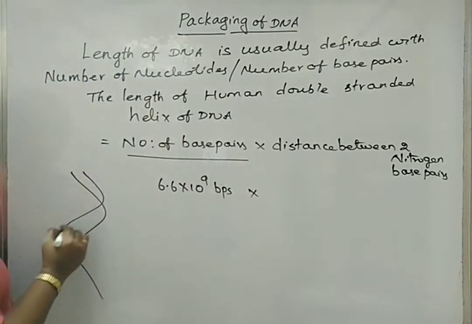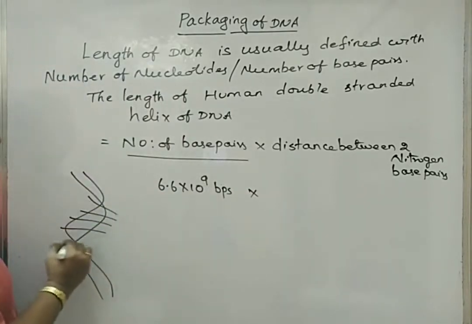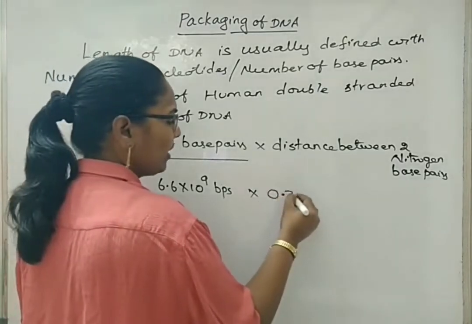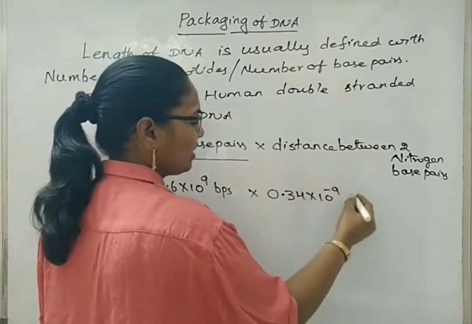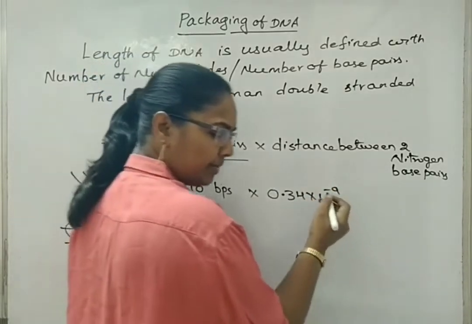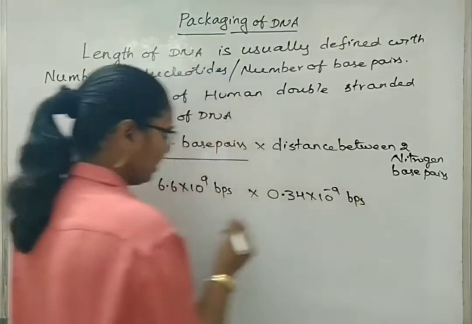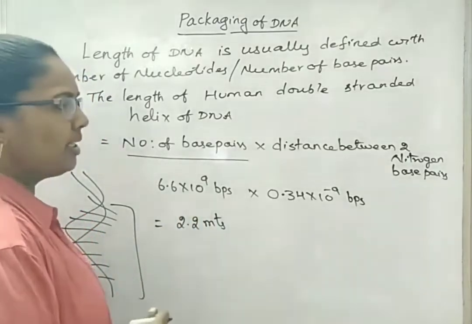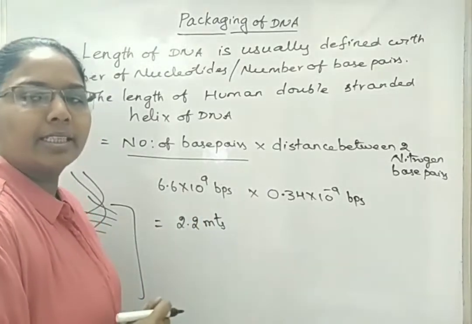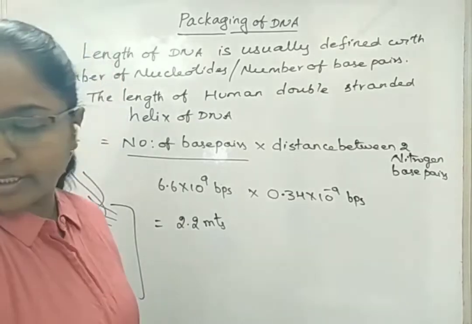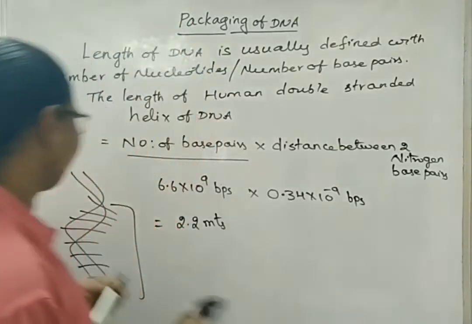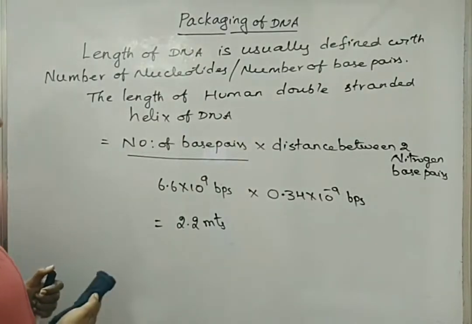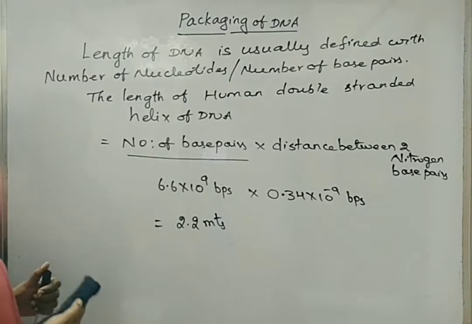If we draw the helical structure like this, here we are telling 10 base pairs are present in one complete turn of double-stranded helical DNA, that is 0.34 into 10 power minus 9 meters per base pair. If we calculate this, we get approximately 2.2 meters. So in this way, by using such a formula, we can calculate the length of DNA of any living organism. We will see some other examples regarding the base pairs present in different types of organisms.